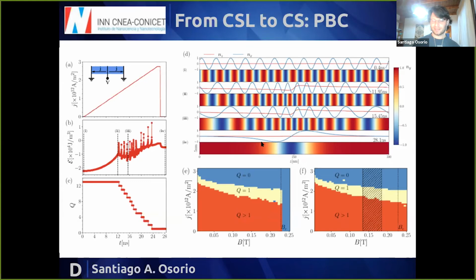Purnima, did you want to ask a question? I was just curious, so here you're putting in a current symmetrically from the center, right? Can you still create these chiral solitons if the current goes from one end to the other? Can you repeat the question, please? So for all of this, you're injecting the current from the center, and it's symmetric, right? Going to each end. Can you still create these chiral solitons if you have, say, the voltage just positive at one end, negative at the other?